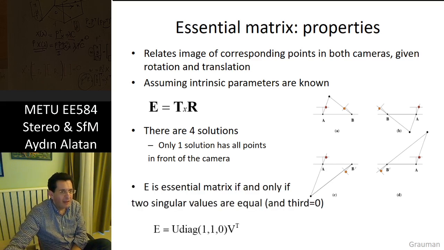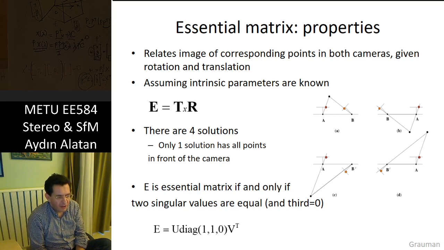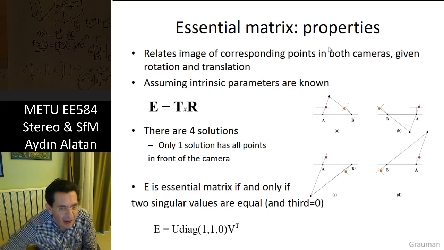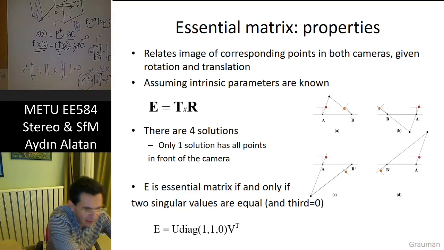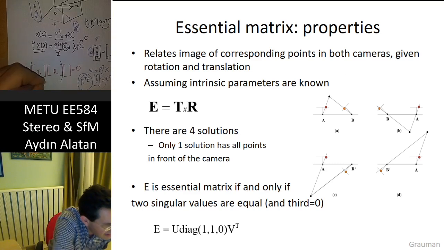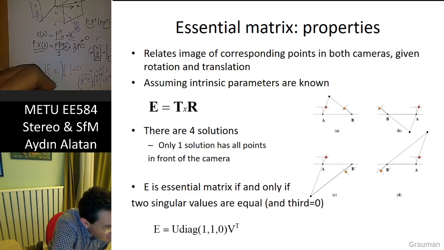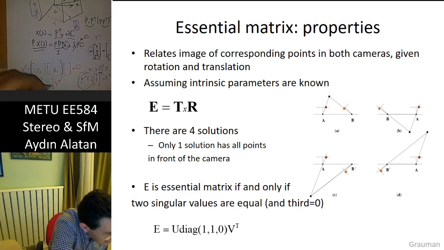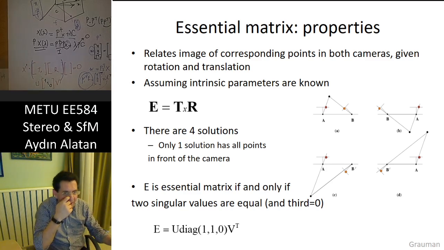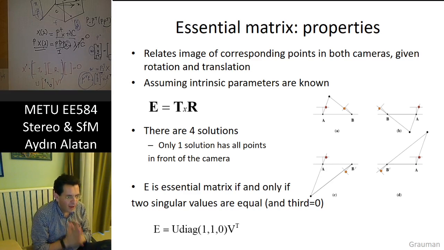Okay, and one little thing I'm giving without a proof, but there's a beautiful proof in the book by Hartley and Zisserman. This E matrix is not arbitrary 9 numbers, okay? The E matrix here is not arbitrary. Okay, what I'm saying is this. This is a matrix with U and V transpose, and very interestingly, your singular values are 1, 1, and 0, okay? Your values are 1, 1, and 0. That's a very important thing. The proof is in the book. You can look at it.